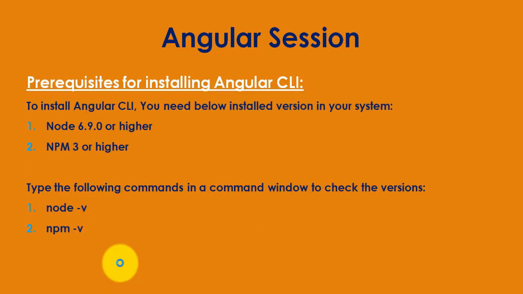Okay, now we talk about the prerequisites for installing Angular CLI. To install Angular CLI, you need the following versions installed in your system: the node version should be 6.9 or more than 6.9, and npm version should be 3 or more. So you need a few commands. Type the following commands in a command window to check the versions.